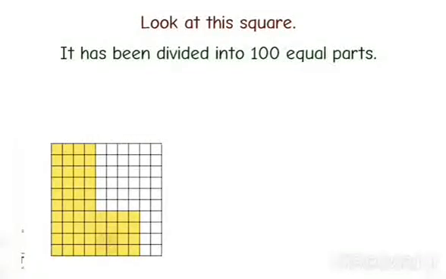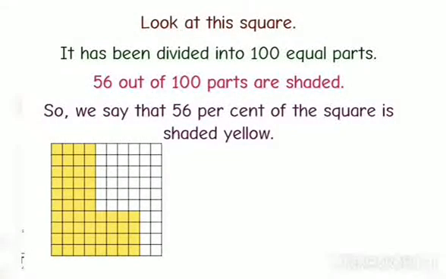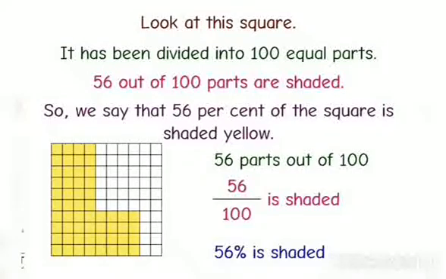Look at this square. It has been divided into 100 equal parts. 56 out of 100 parts are shaded. So we say that 56% of the square is shaded yellow. 56 parts out of 100 is equal to 56 upon 100 is shaded. So in percentage, we write it as 56% is shaded.